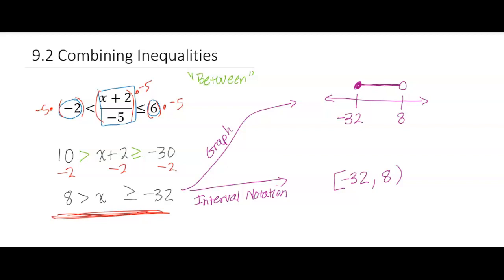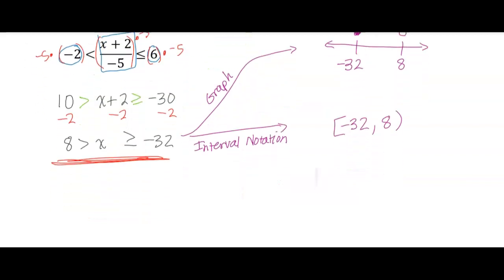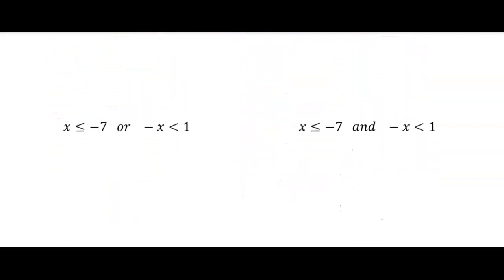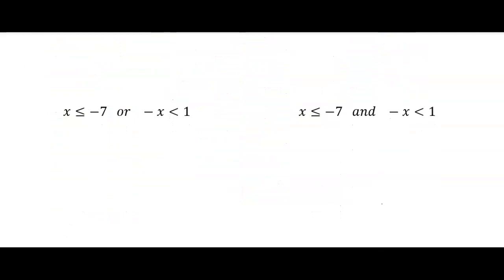Now, this between type of inequality is not the only type of inequality. It's not the only way that we could combine inequalities. There are more complicated ways to do this. So let's take a look at another type of situation. Another type of situation where you combine inequalities involves writing down two separate inequalities with a word in between them, either the word or or the word and.